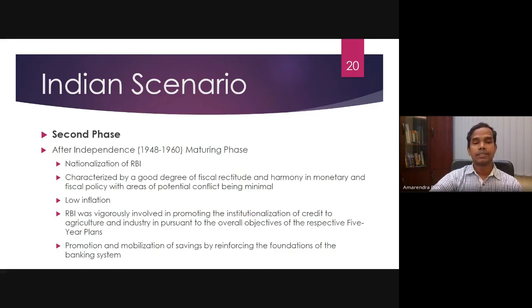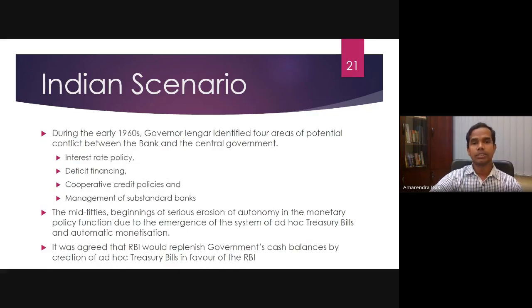The RBI was vigorously involved in promoting the institutionalization of credit to agriculture and industry, in pursuance of the overall objectives of the respective five-year plans, and in promoting and mobilizing savings by reinforcing the foundations of the banking system. So the RBI was growing, and it was creating different institutions to promote saving and to institutionalize credit. Overall there was low inflation, and there was less conflict between the fiscal authority and the monetary authority between 1948 and 1960.